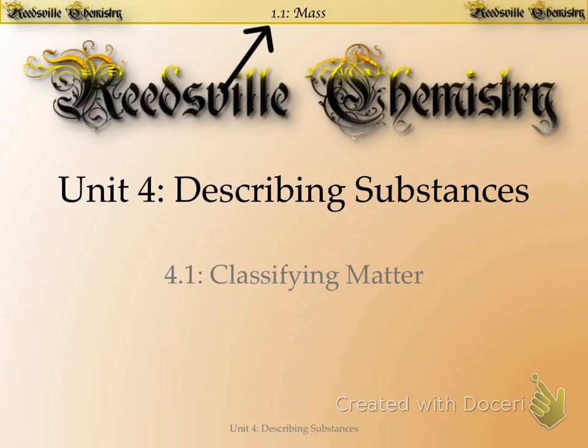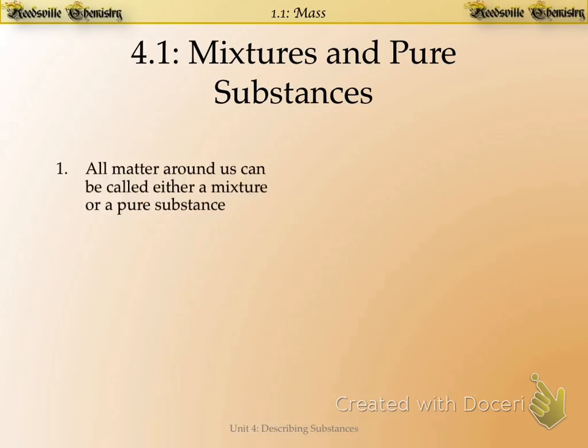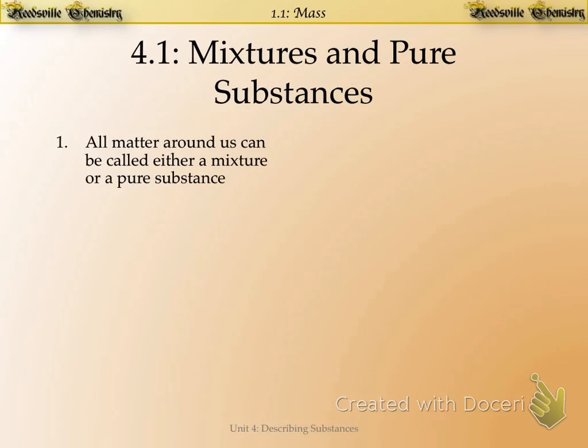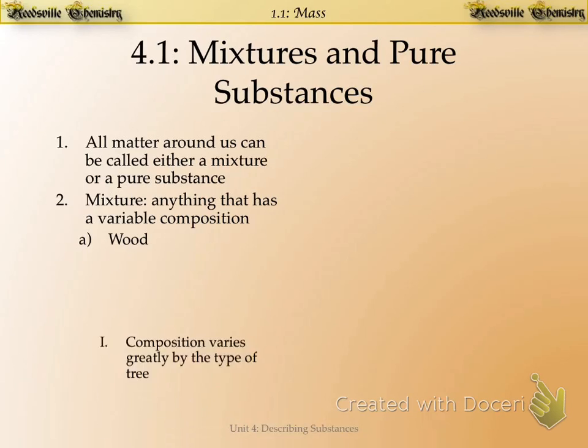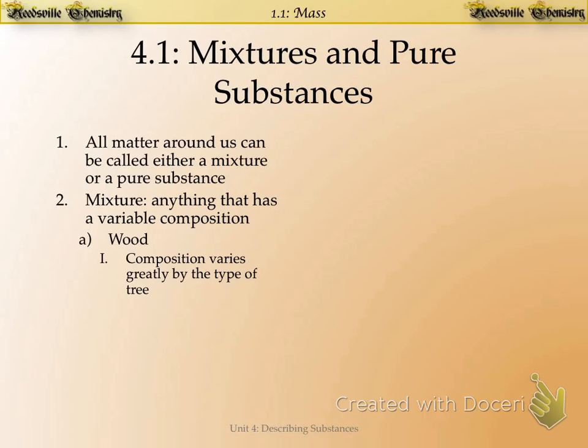4.1, we're just going to classify the different types of matter that we have. All matter around us can be called one of two things: either it's a mixture or it's a pure substance. A mixture is defined as anything that has a variable composition. So wood would be a mixture. Composition varies greatly by the type of tree, and if you take a piece of wood, you can see a ton of variability within it, the different grain and the knots, and so on and so forth.